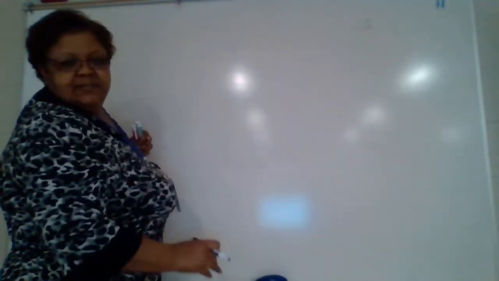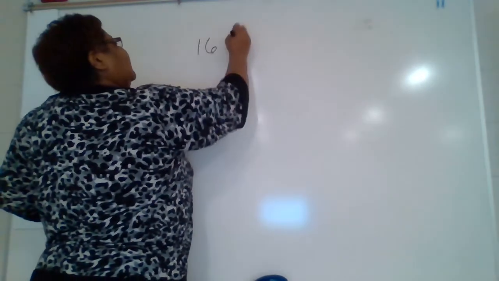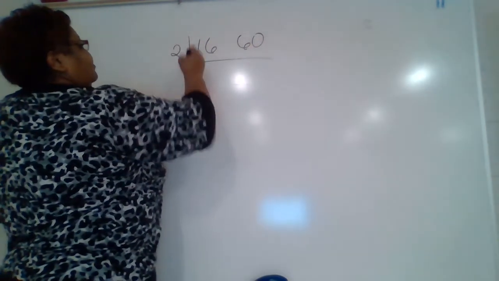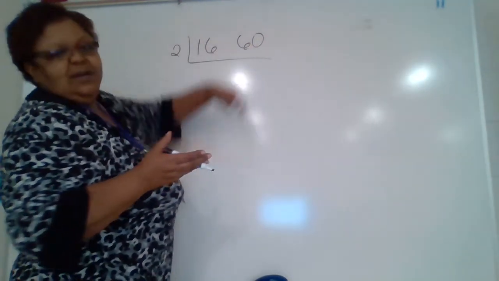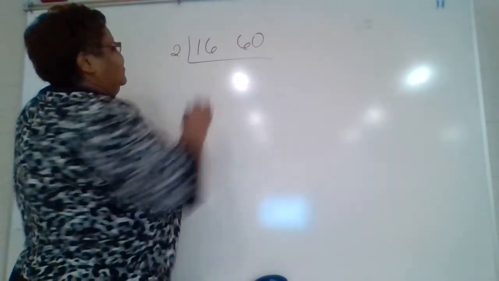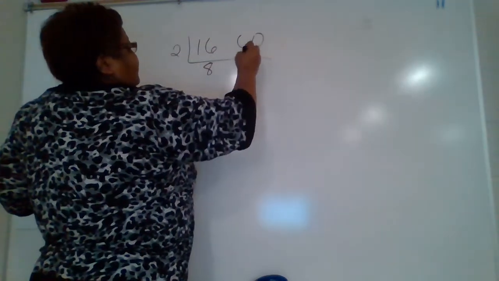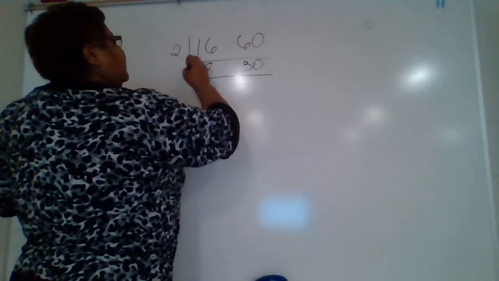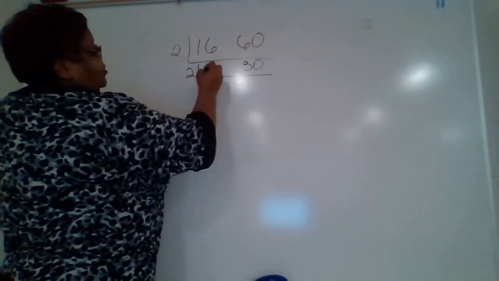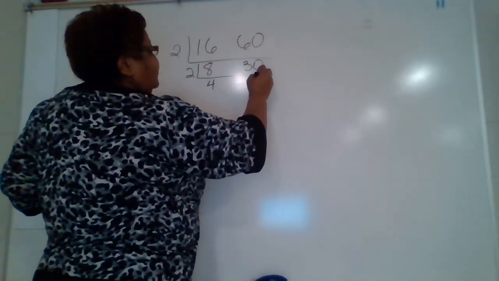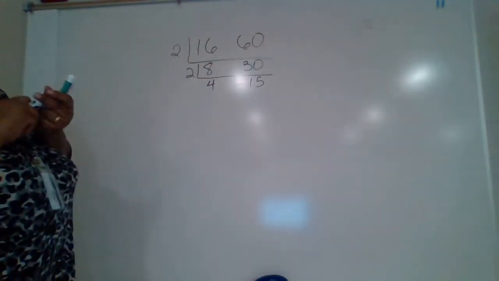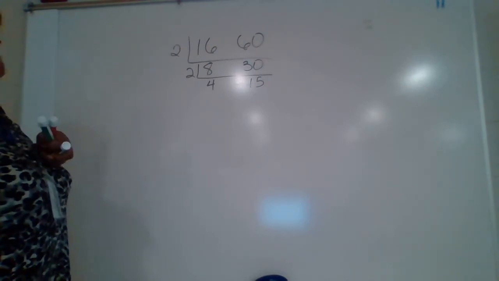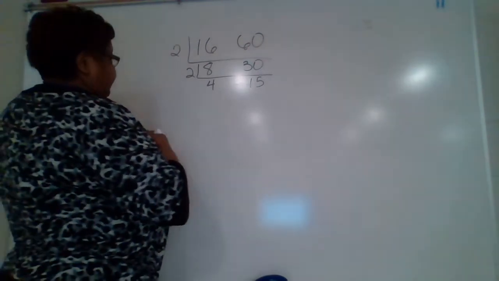The last one, 16 and 60. They're both even numbers, so let's start with 2. If you know a bigger number, you can start. Actually, 4 goes into both of them, but I like to be dramatic. So 2 goes into 16 8 times. 2 goes into 60 30 times. Ends in 8, ends in 0. So it's even, divisible by 2. 2 goes into 8 4 times. 2 goes into 30 15 times. 4 and 15. Nothing goes into both of them except 1. So we're at 1 and done.